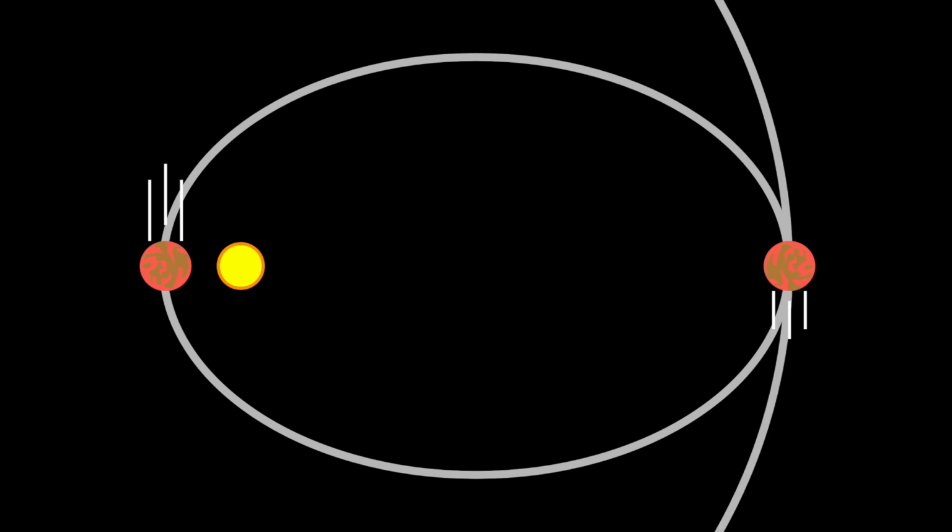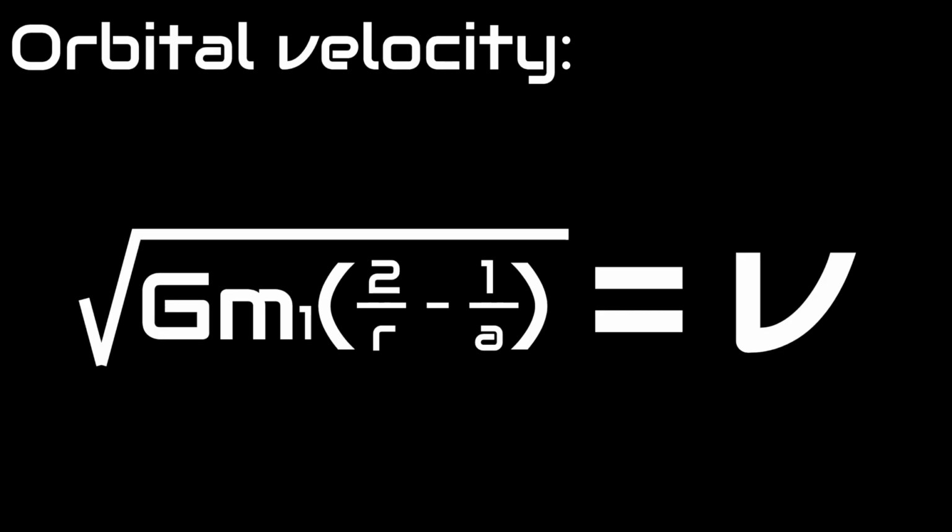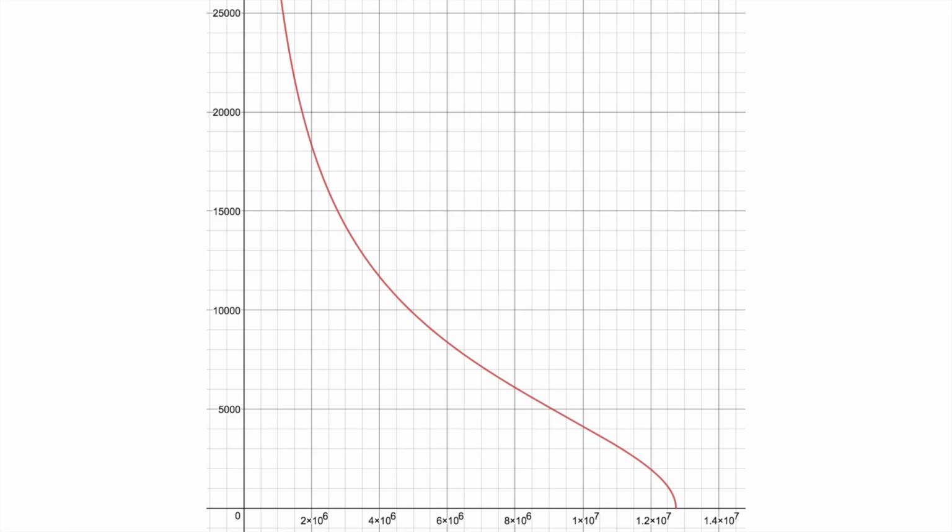At its farthest point, it's just the opposite. The object is moving slower than it should. It can't maintain its distance in the orbit, so it falls back down to its lowest point. The equation for orbital velocity in an elliptical orbit is this. A stands for semi-major axis, the average distance from the orbiting body to the center of mass. This is the graph for the equation.